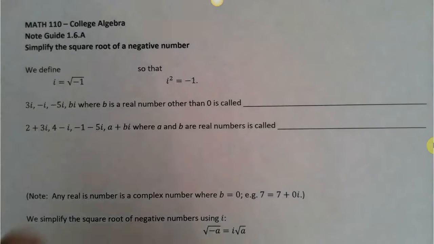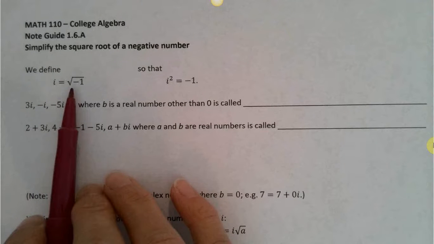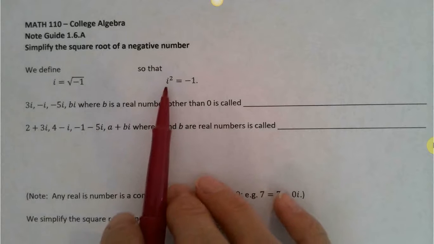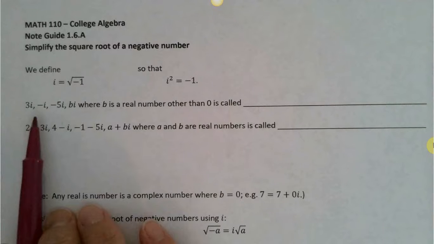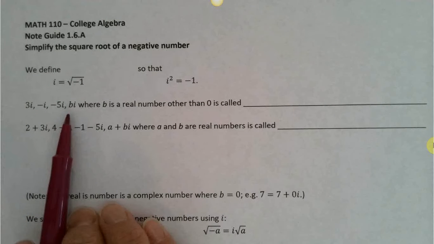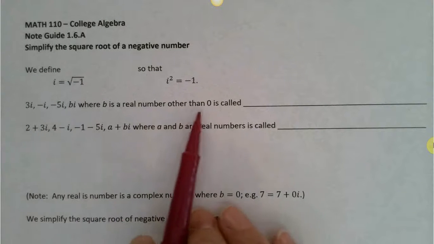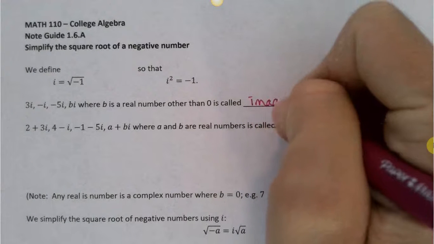So we define this number i to equal the square root of -1, which means that i squared is equal to -1. So things like 3i, -i, -5i, anything of the form bi, where b is any real number other than 0, are what we call imaginary numbers.